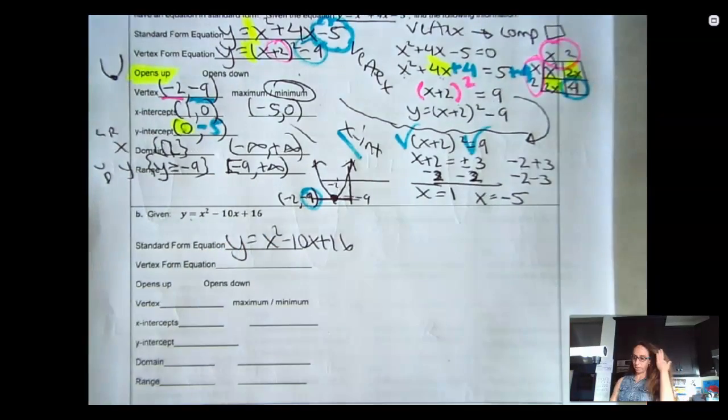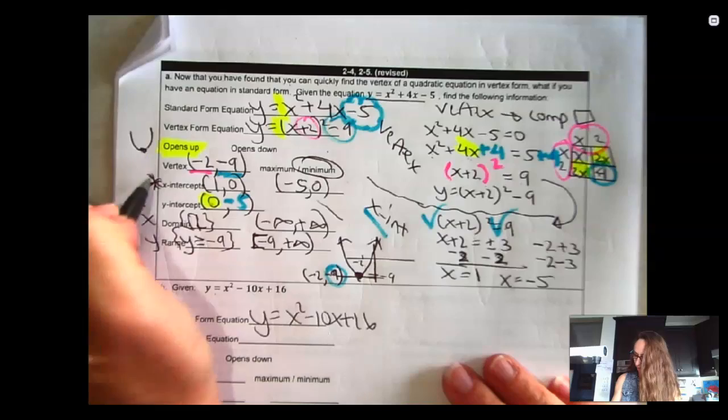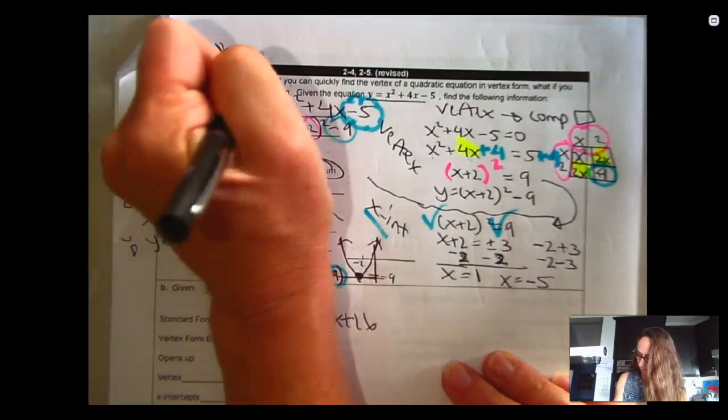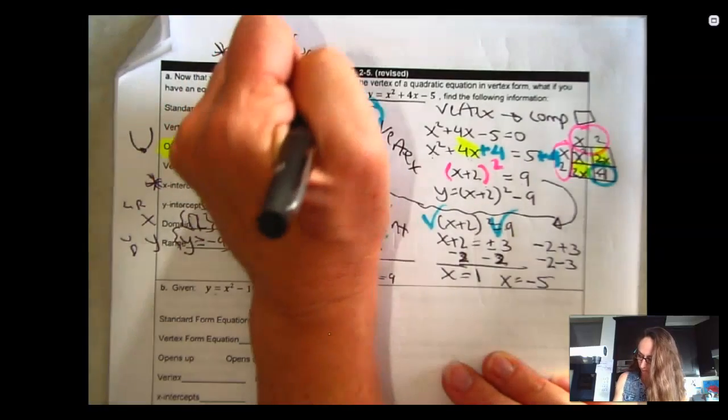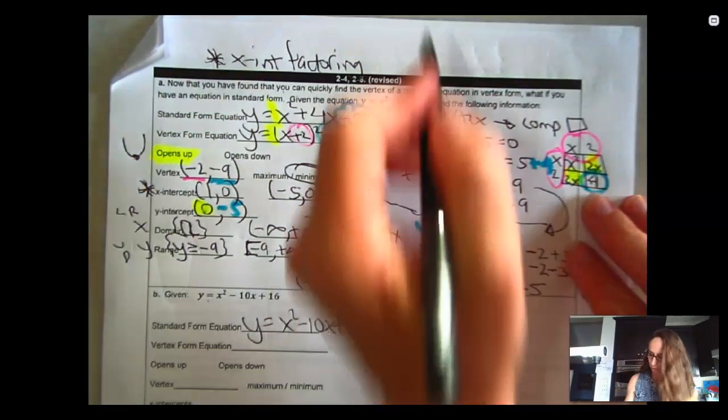Okay. I actually need to go back to this one right here, because I could have found, I'm going to put a little star here. I could have found the x-intercepts by factoring. So I'm going to do letter A right here.